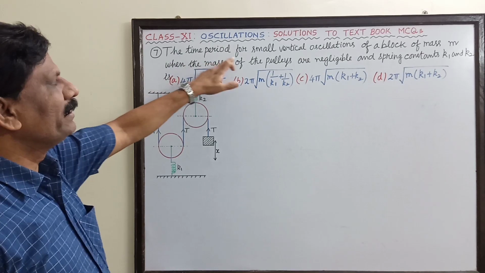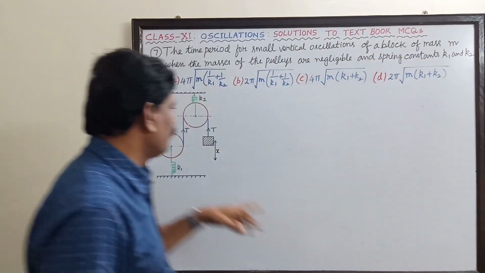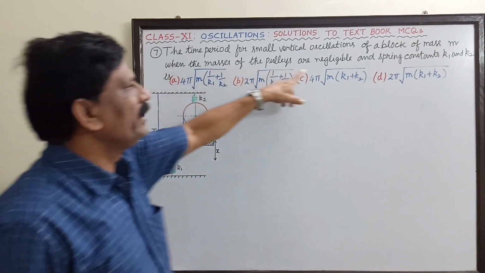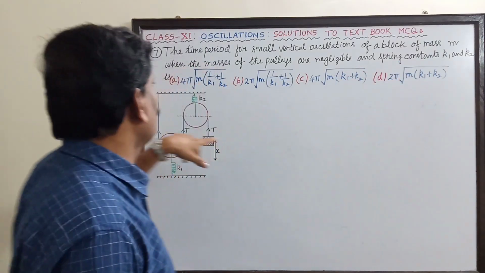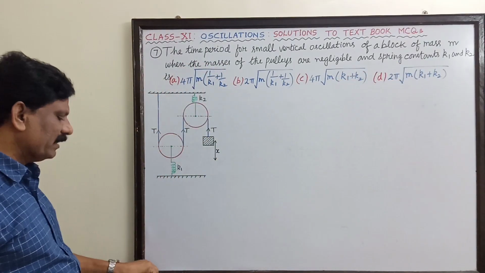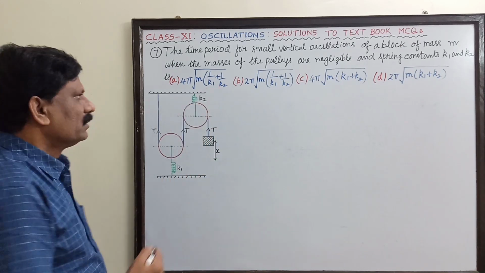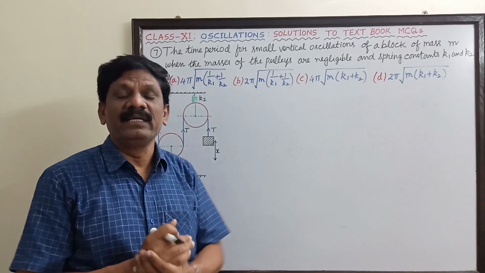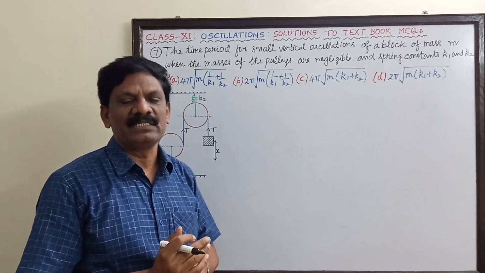The time period for small vertical oscillations of a block of mass m, where the masses of the pulleys are negligible and the spring constants are k1 and k2, is to be determined. The problem statement is very short, but understanding and solving the problem requires much involvement.